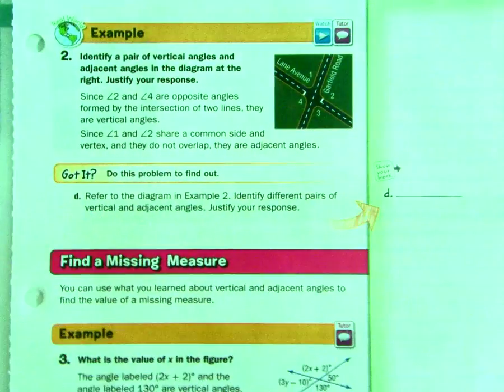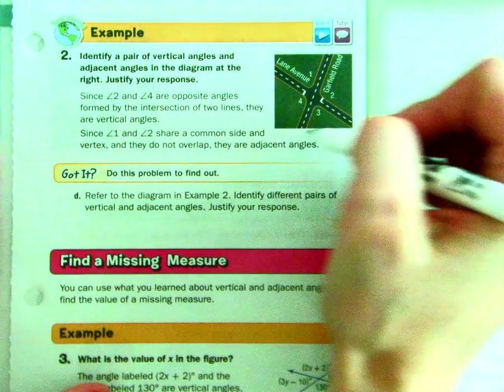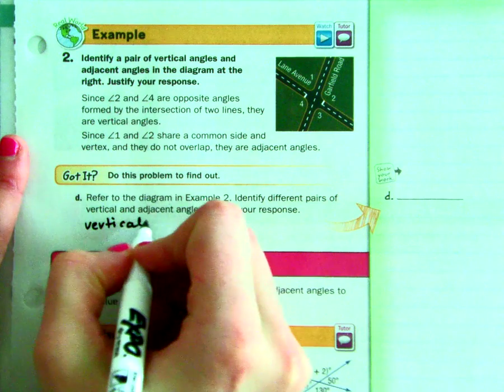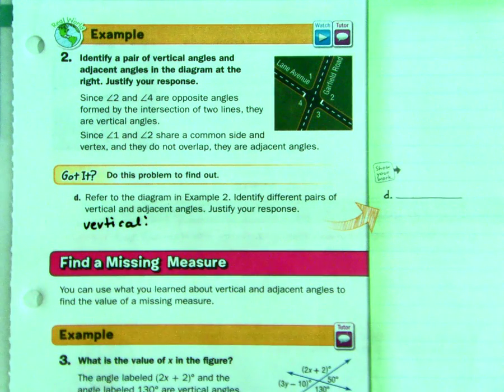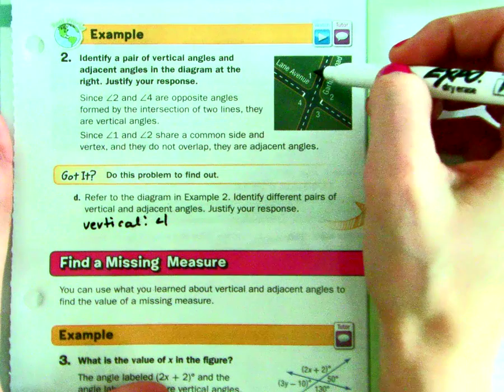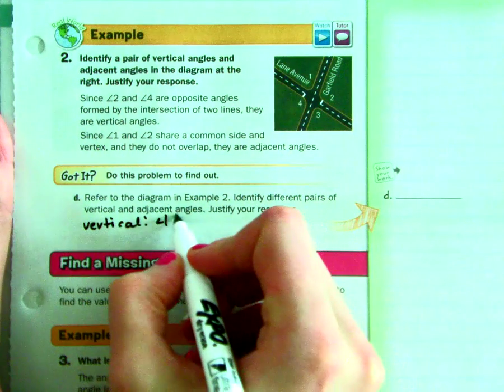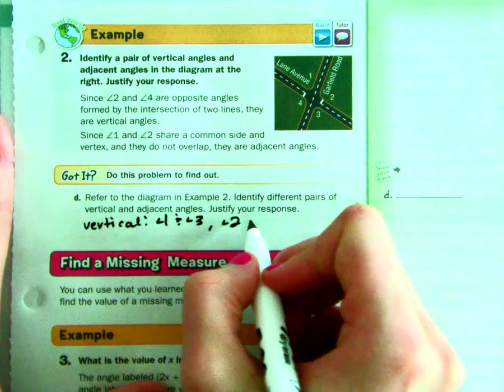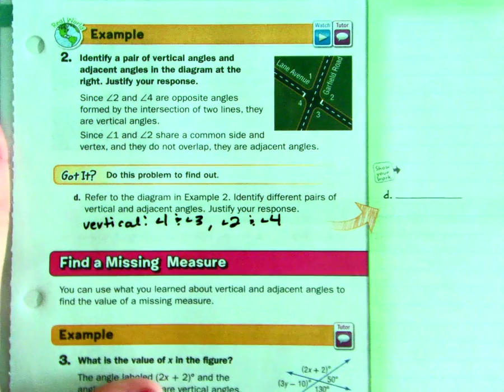We look at letter D. Letter D says, refer to the diagram in example 2. Identify different pairs of vertical and adjacent angles and justify your response. So when I look up here at our example, first I'm going to look for vertical angles. And again, vertical angles are opposite angles and they are congruent. So I'm going to start with angle 1. When I look at angle 1, I need to find the angle that's opposite of it. Well, that would be angle 3. And then I look at angle 2 and I find the opposite angle, which is angle 4.